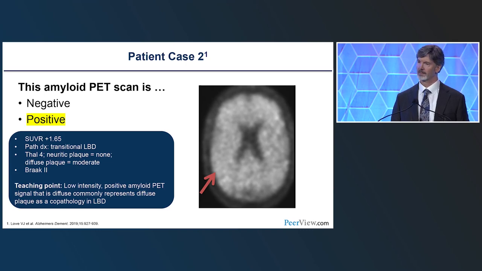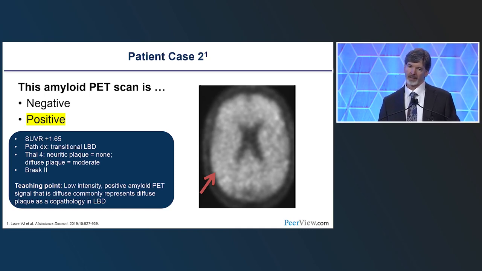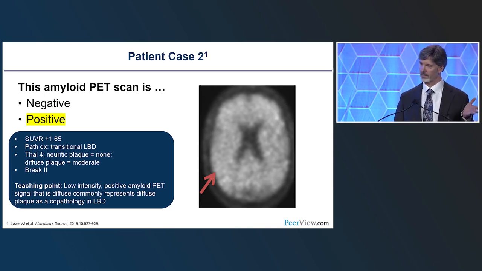What about this scan, amyloid PET? Negative, positive, you're not sure. I've added some arrow signs, not that on this case you really need it. Right, it's a positive scan. What was this? High SUVR, so quantitatively positive, visually positive. Path diagnosis, this is transitional Lewy body disease in a patient with a floridly positive amyloid scan. So there's diffuse plaque here, moderate. There's no neuritic plaque in this case, so the neurons aren't being affected so much by the amyloid. So the teaching point is this lower intensity positive amyloid PET is common in Lewy body dementia.